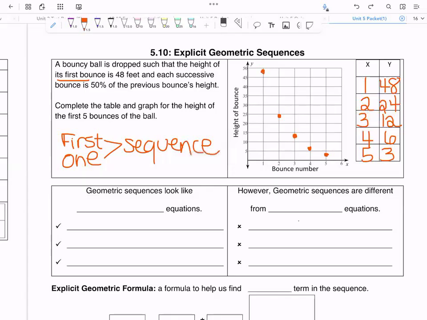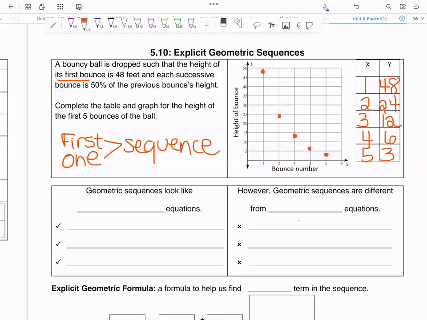Another weird thing with sequences is that we're not starting at 0. We don't have a 0th bounce, right? We start at 1 because that's our first bounce. Typically with exponential and linear equations, you would start at 0 at the y-intercept. That's our starting amount. But with sequences, your starting amount is at 1 instead of at 0.